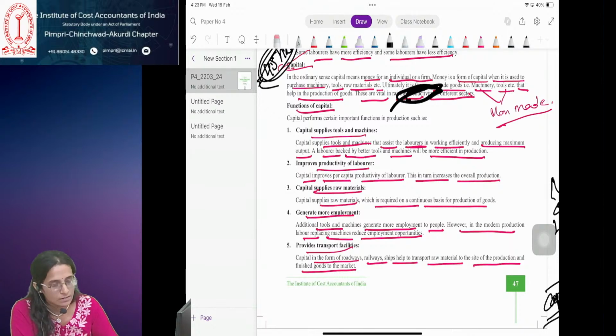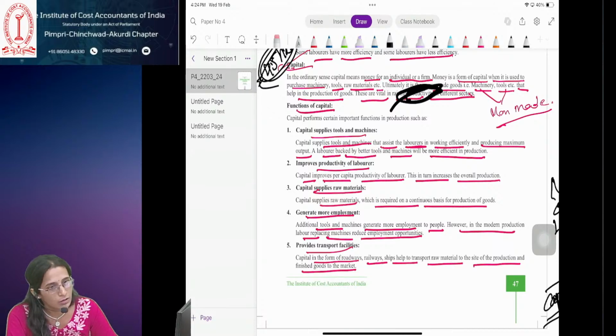Now we will discuss. At the start, we discussed that capital will be required to purchase raw material, machinery, and tools, to pay the laborer, and to purchase the land or take the land on lease. These are the functions of capital. See, they have explained here in detail. Capital supplies tools and machines that assist the laborers in working efficiently and producing maximum output. A laborer backed by better tools and machines will be more efficient in production, right?